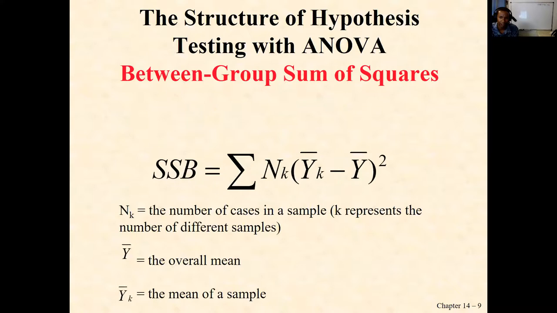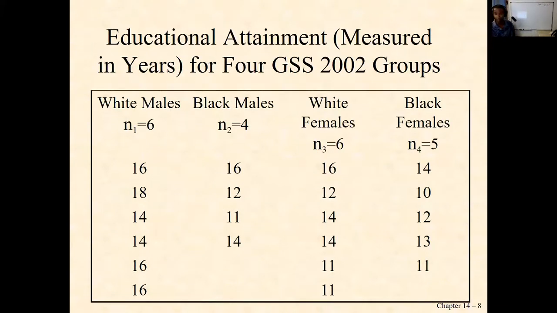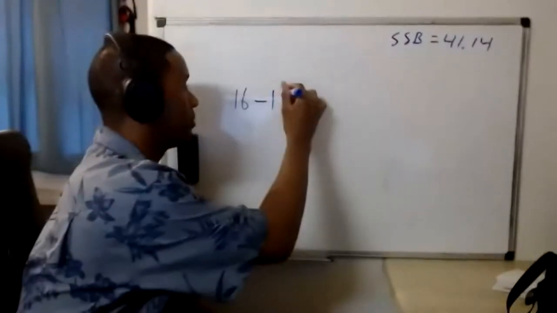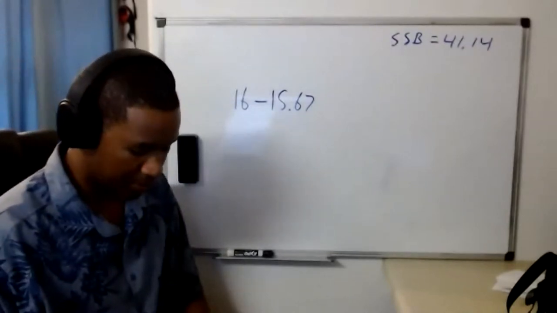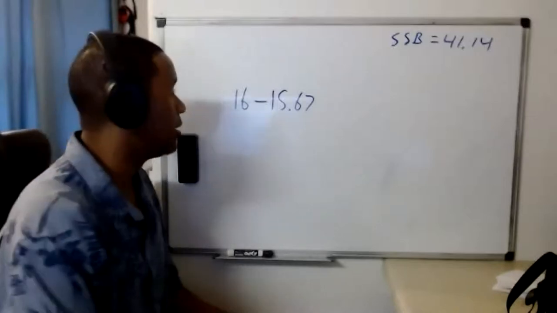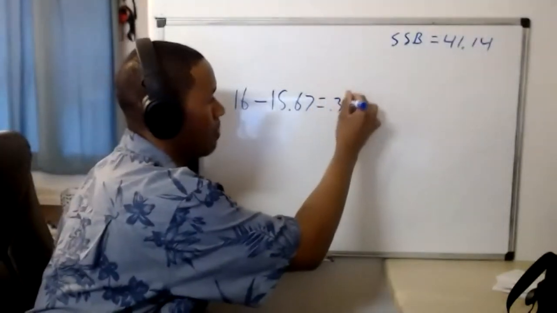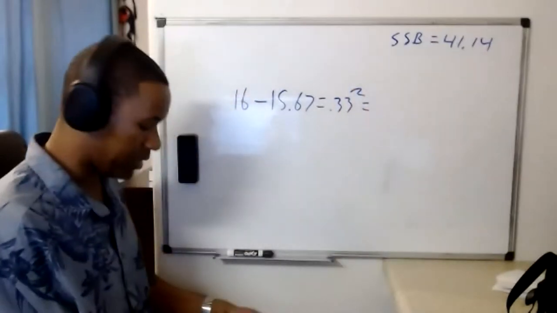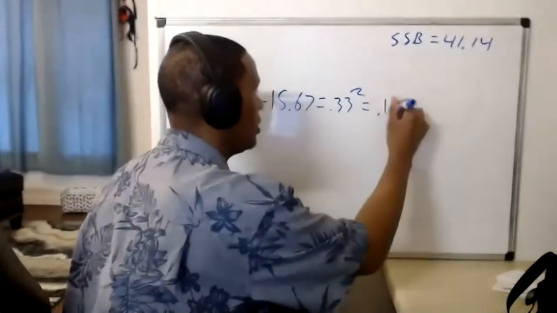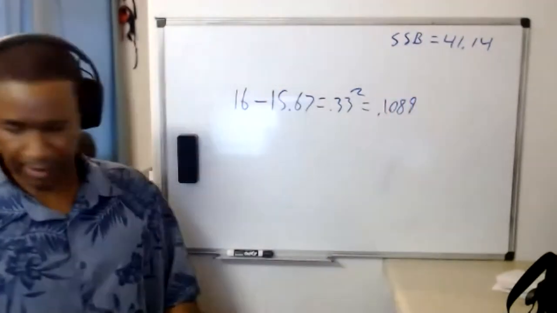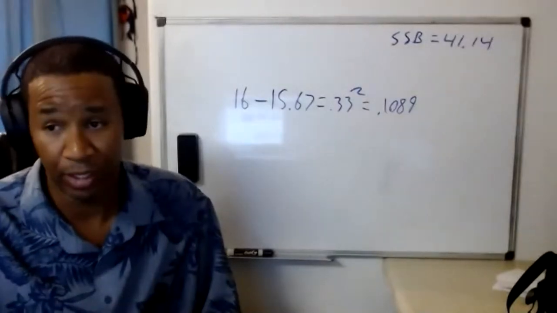So if we were to do that, let's just say with this data here, we have white males, there's six. So the first white male had 16 years of education. So we take the score of that individual minus the mean of that sample, which would be 15.67. Okay, we would take 16 minus 15.67, and we would get 0.33, right? So that would be our deviation within the parentheses. Then we'd have to square that 0.33 up, and we would get 0.1089. Like I said, this is the easy way, and it just becomes tedious and pretty long.